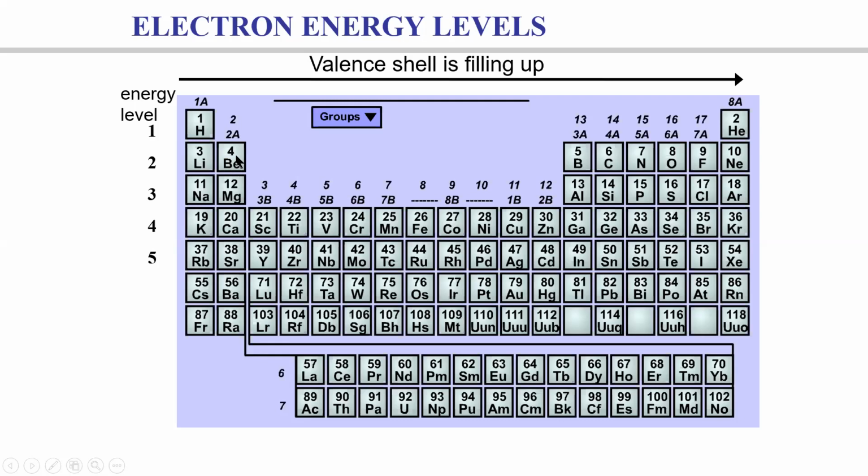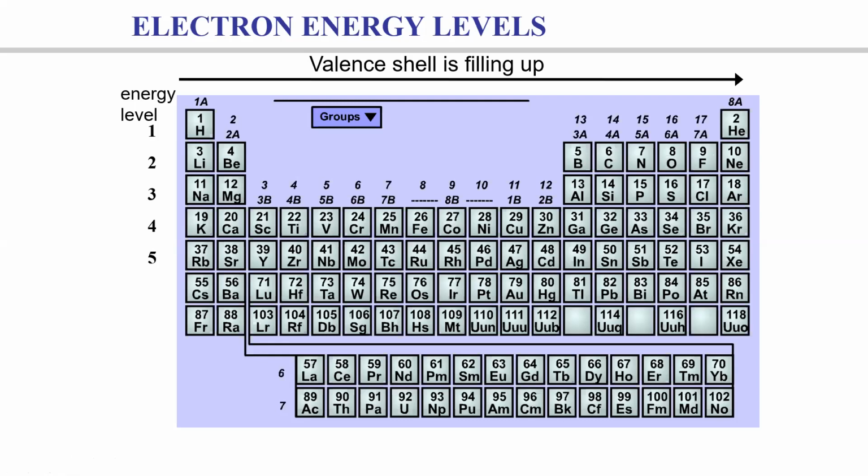Beryllium here has 2 electrons in the second valence shell. Boron has 3. Carbon has 4 electrons in the second valence shell. Nitrogen has 5. Oxygen has 6. Fluorine has 7 electrons in the valence shell. When you get all the way over here to neon, you have 8 electrons in the second valence shell, and that means the second valence shell is full up.